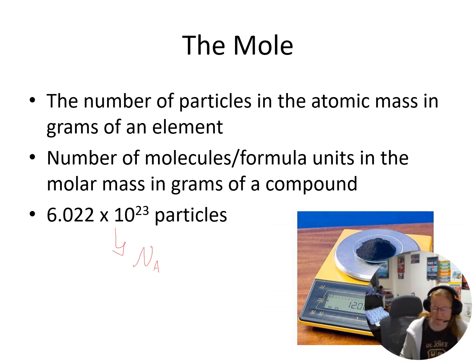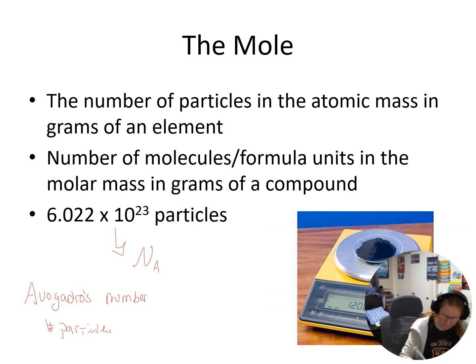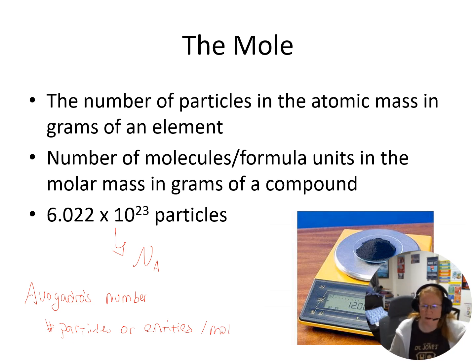N sub A. This is Avogadro's number. Okay, and so this tells us number of particles or entities in a mole. So if I have a mole of hydrogen atoms, I have 6.022 times 10 to the 23rd hydrogen atoms. If I have a mole of students, I have 6.022 times 10 to the 23rd students. All right, so should be familiar. We go over this in super detail in the prep classes.